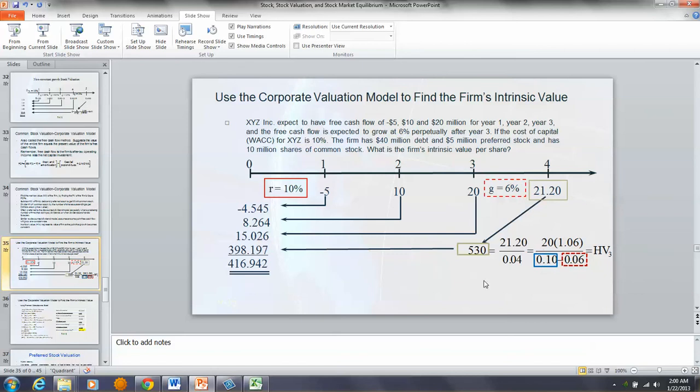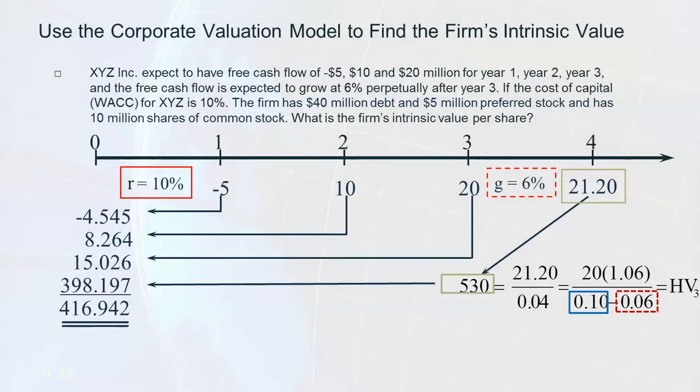Alright, so basically here we have these cash flows through year 3, and your fourth year cash flow is the year 3 cash flow times 1 plus 6%. That's going to give you the year 4 cash flow. The fourth cash flow divided by R minus G gives us 530 million. So the value of all future free cash flows is 530 million.